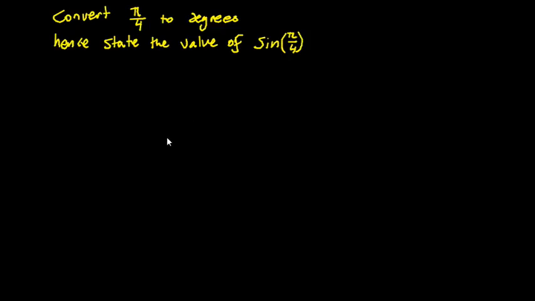This one is split up into two parts, so convert pi on 4 to degrees. So do that first, pi on 4, and we need to multiply it by 180 over pi. Pi's will cancel, and we get 180 over 4. And if we work that out, we'll get 45 degrees.